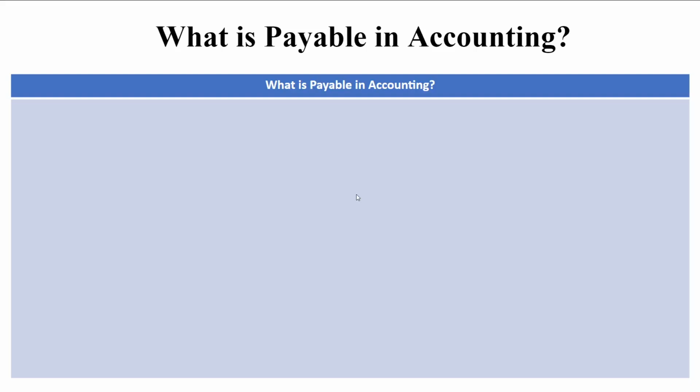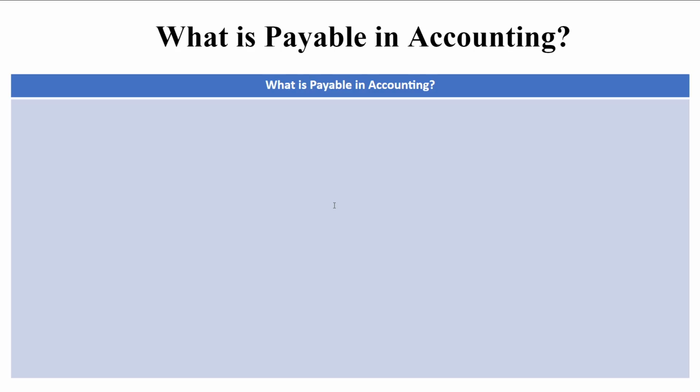In this video, I'll be talking about what is payable in accounting. So let's get started. First, we're going to be looking at the general idea of what is payable. This basically refers to the money a company owes to its vendors or suppliers for goods or services purchased on credit. It's a short-term debt that is recorded on the company's balance sheet as a current liability.